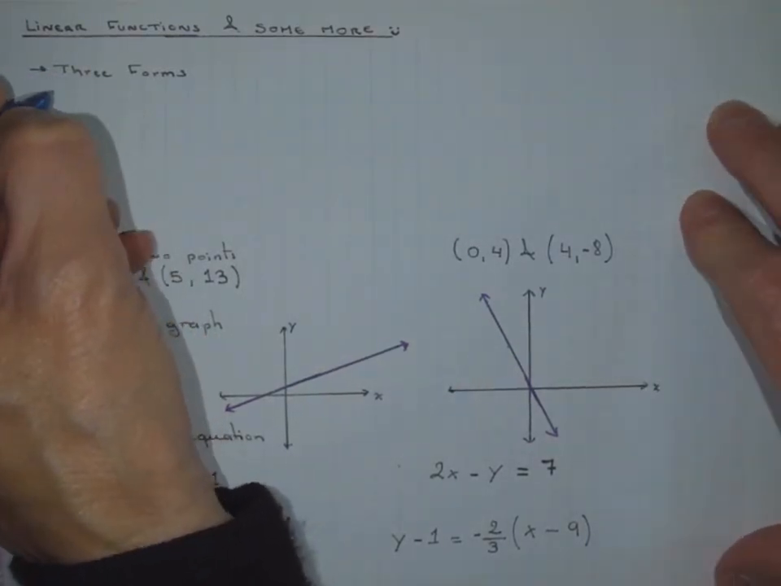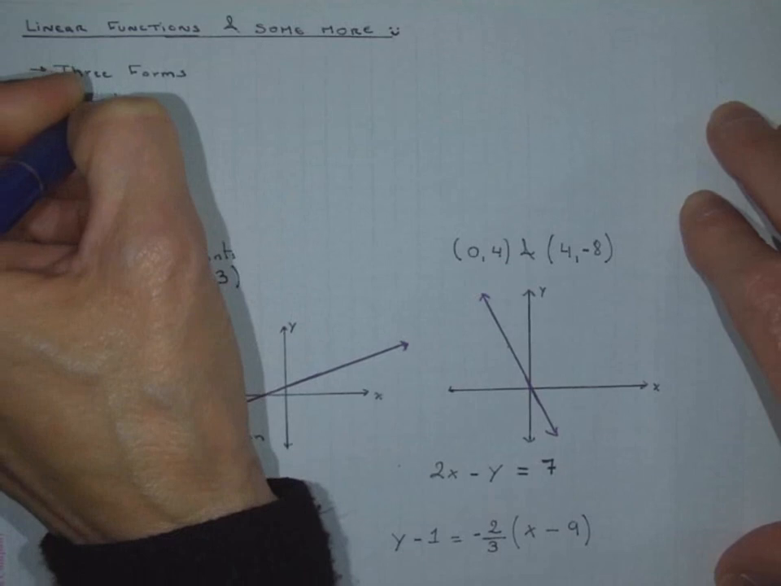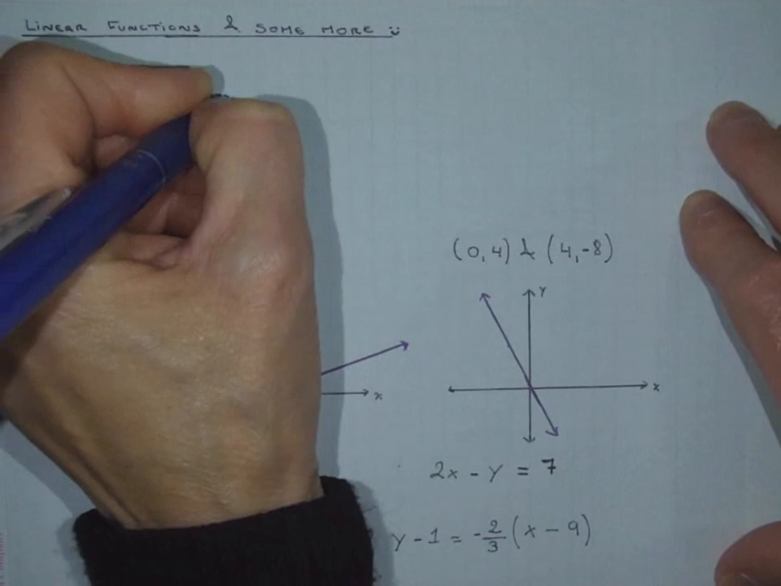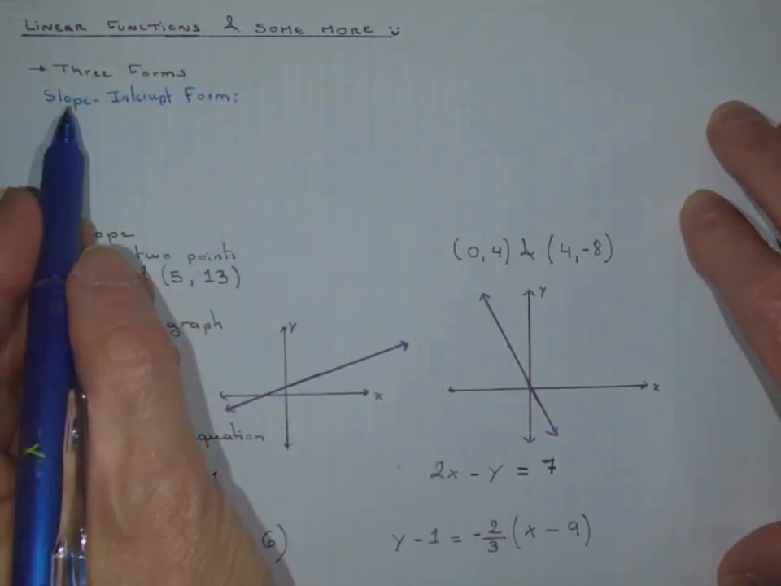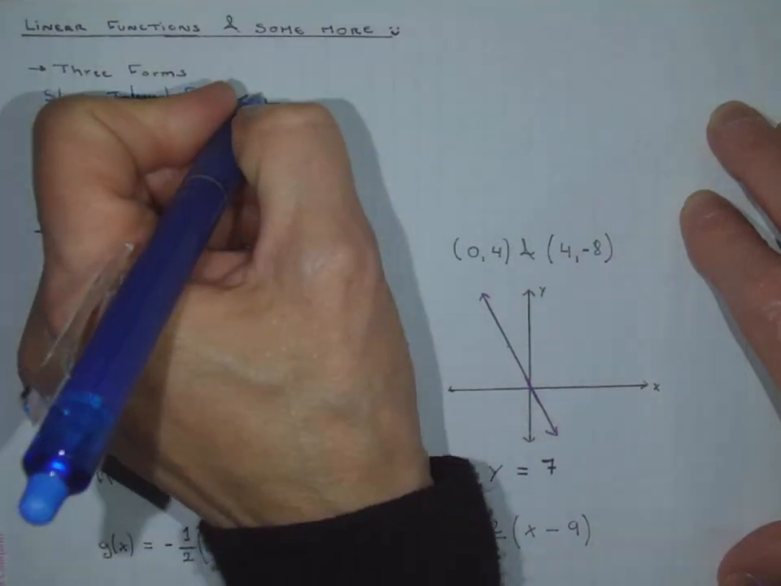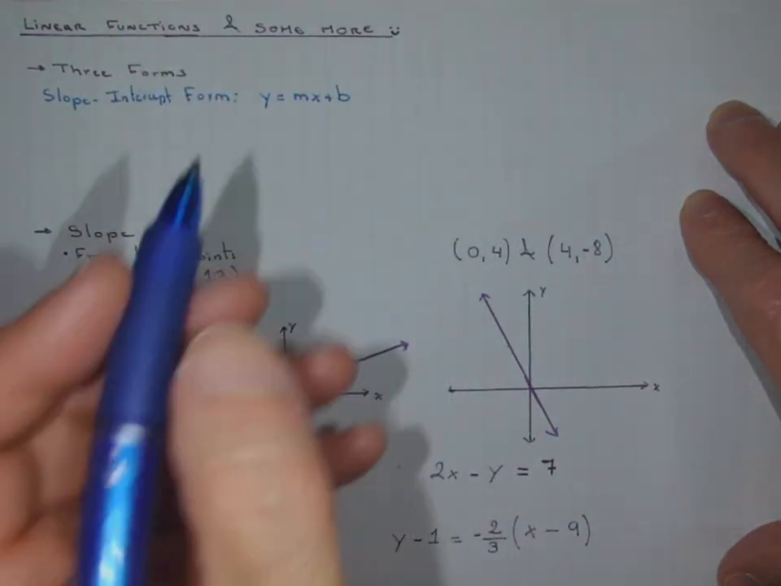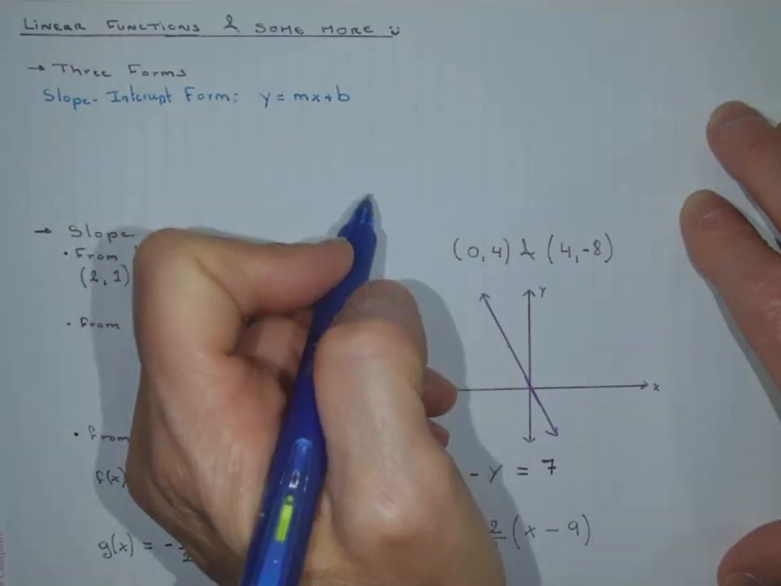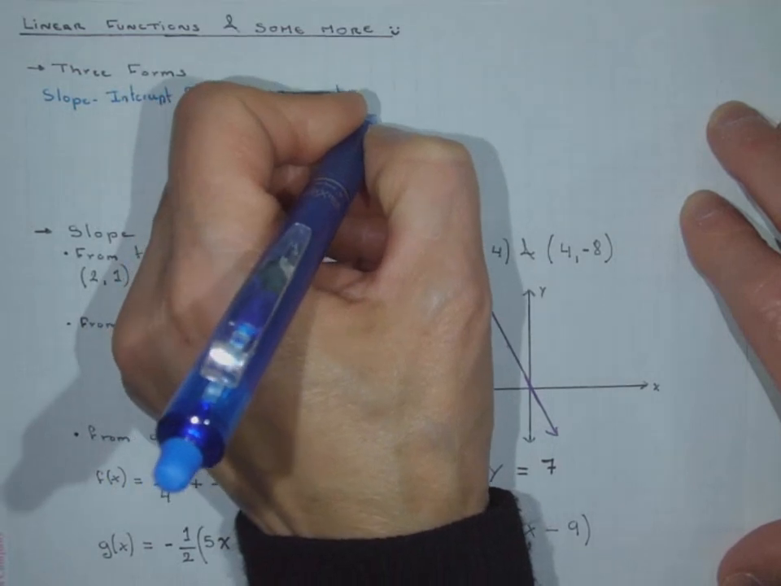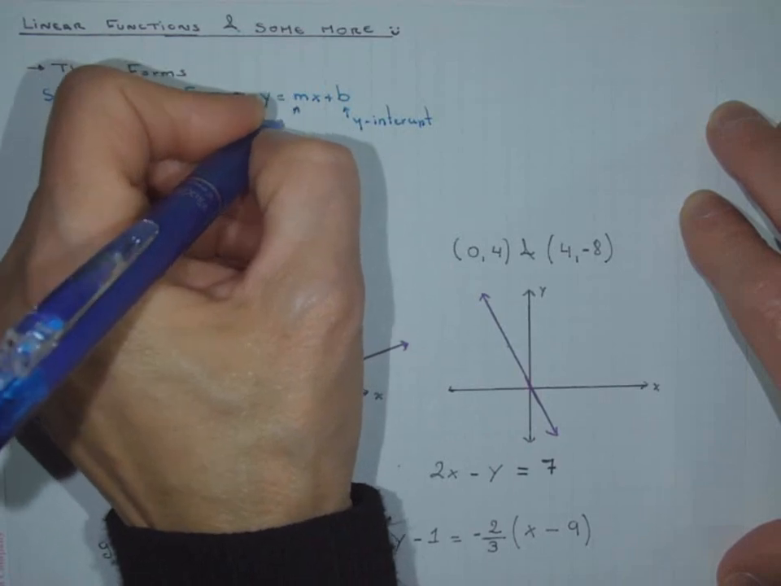Okay, so the three forms of a linear function. The first form, the one that you're probably the most familiar with, is called the slope-intercept form. As its name indicates, it's going to give you the slope and the intercept just by looking at it. So the form will be y = mx + b, and the b stands for your y-intercept and the m stands for your slope. Maybe I should write that down. This will be the y-intercept, and the m will be your slope.